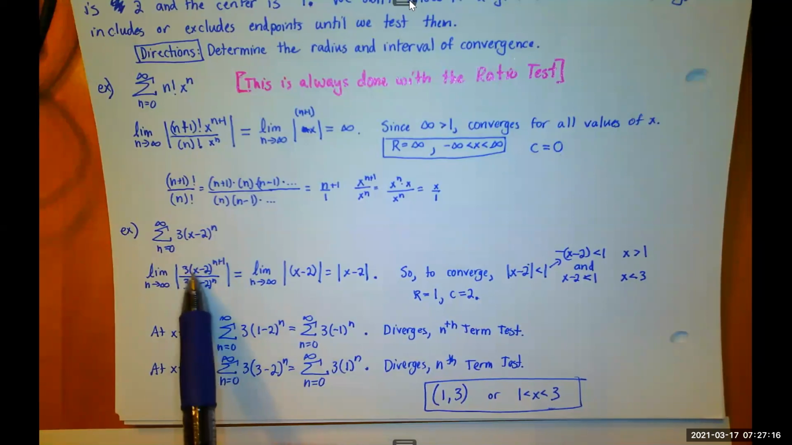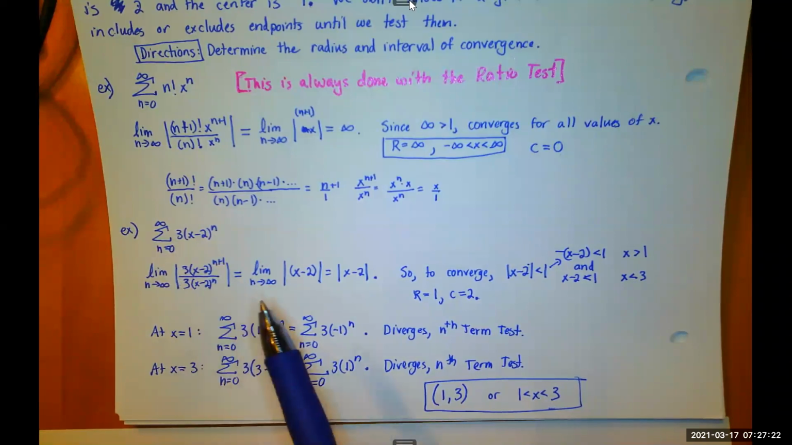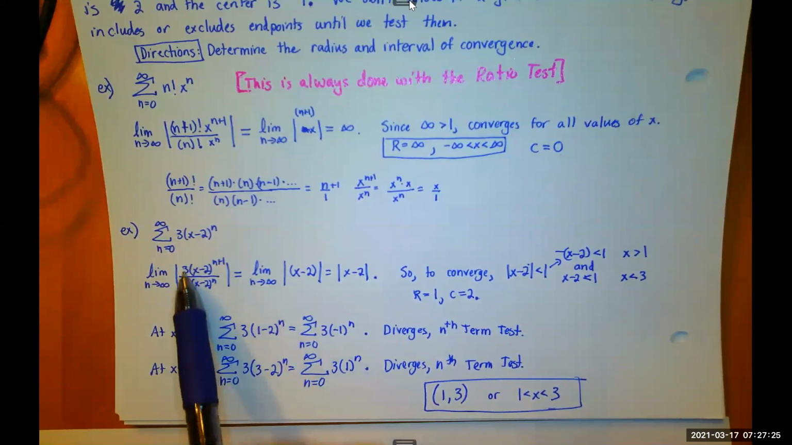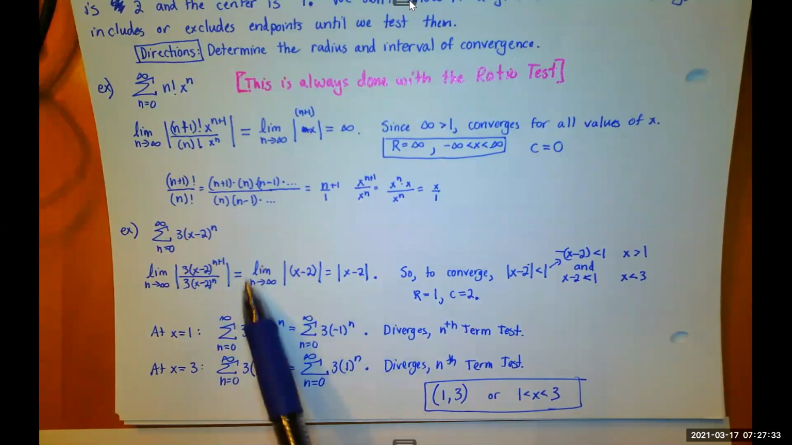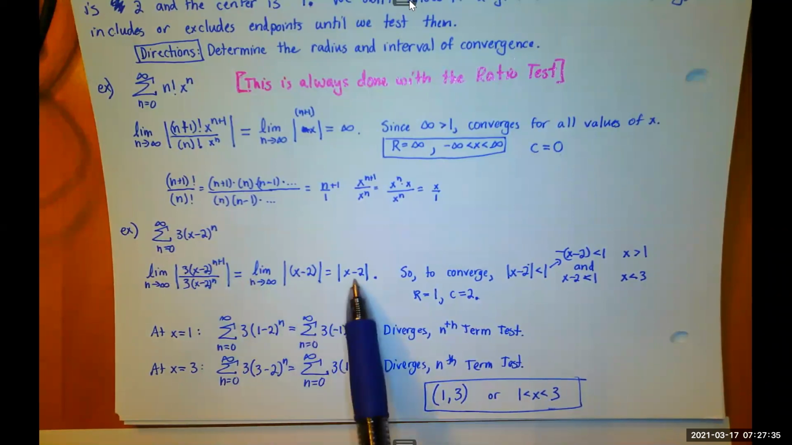So I have 3 times x minus 2 to the power of n plus 1 in the numerator, 3 times the quantity x minus 2 to the power of n in the denominator. The 3's make 1. The x minus 2's to the nth power also make 1. So I have x minus 2 to the first power in the numerator, which as n approaches infinity is unaffected. So I have the absolute value of x minus 2.